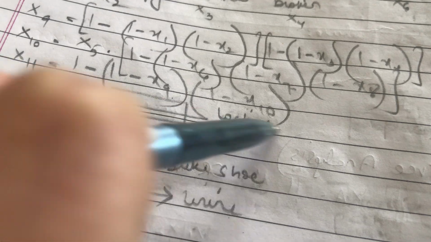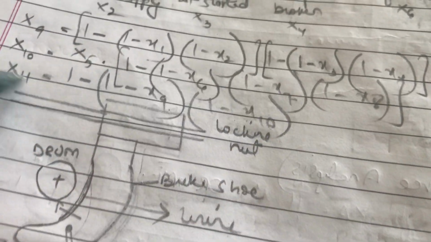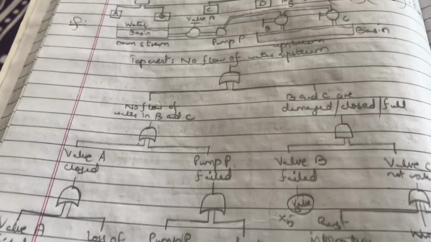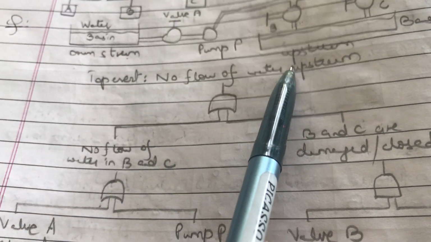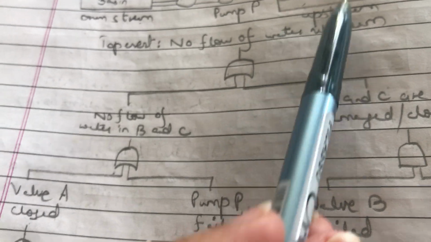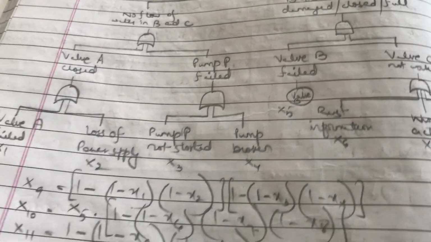So this is our final equation. So this was all our system. The system, that name was no flow of water in the upstream. Okay, in the basin, in the water basin, no flow of water. So we have drawn it like this.